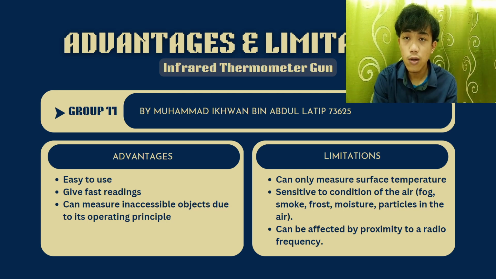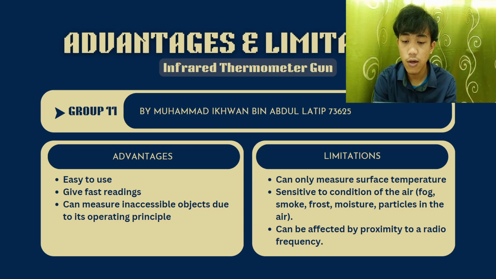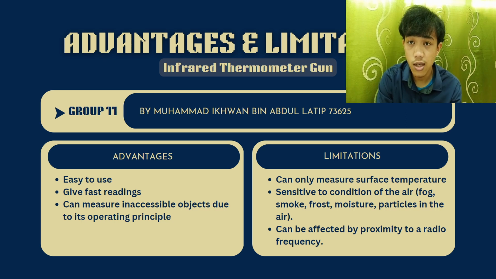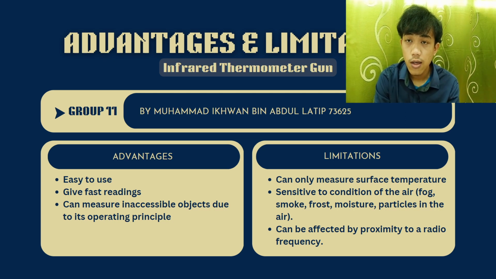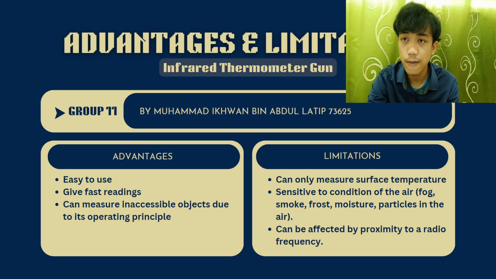In contrast, it also has its own limitations. The IR thermometer can only measure surface temperature because most surfaces absorb heat when the radiation from the IR thermometer is focused on the surface. It is also sensitive to the condition of the air, such as fog, smoke, frost, moisture, or particles in the air, because such things can block the radiation from touching the surface of the object that we want to measure. The thermometer can also be affected by proximity to a radio frequency.